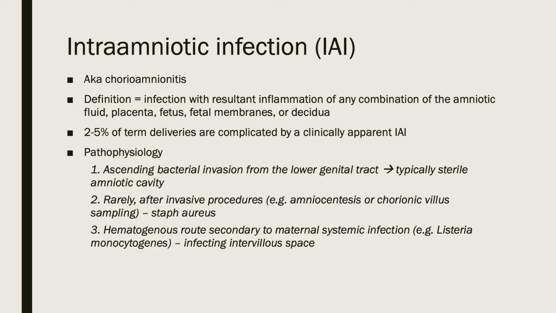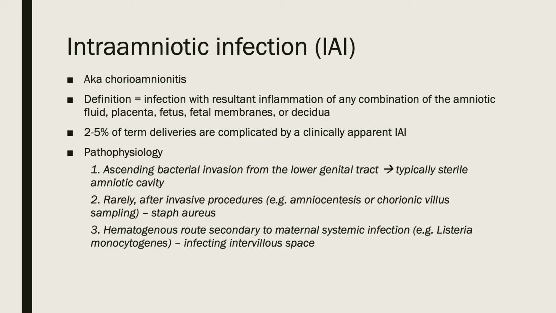So there's 3 main routes of infection. The first is ascending bacterial invasion from the lower genital tract into what's typically a sterile amniotic cavity. There are actually local host factors that help prevent the migration of bacteria from the lower genital tract into the amniotic cavity. The first is something like the cervical mucus plug and also the fetal membranes, and this provides a physical barrier. And then the membranes themselves are found to have antimicrobial activity and cells that activate the innate immune response to recognize virulent parts of bacteria and viruses.